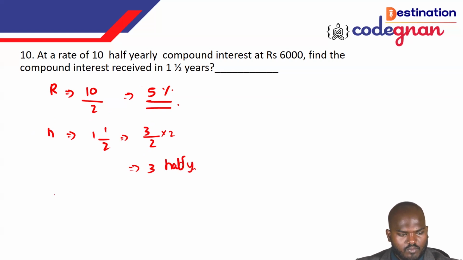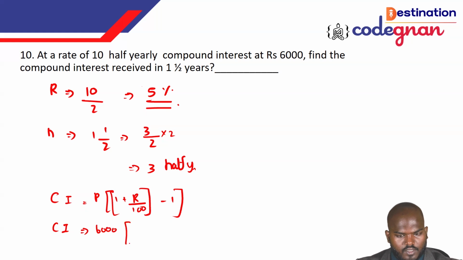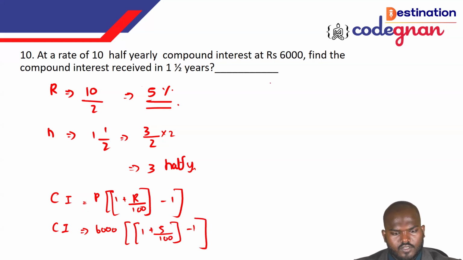Again, they are asking for the compound interest only. The compound interest is CI = P times (1 + R/100)^n minus 1. That is CI = 6000 times (1 + 5/100)^3 minus 1. CI is equal to 6000 times the value of the thing, which is 9261.